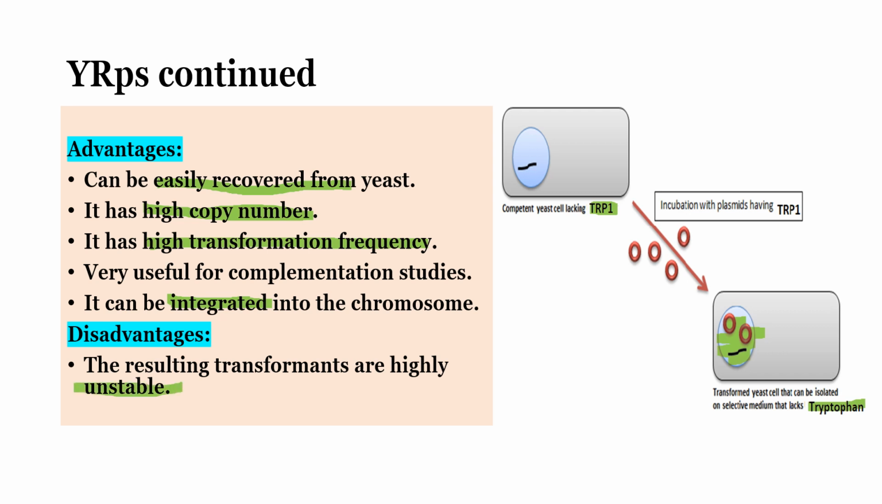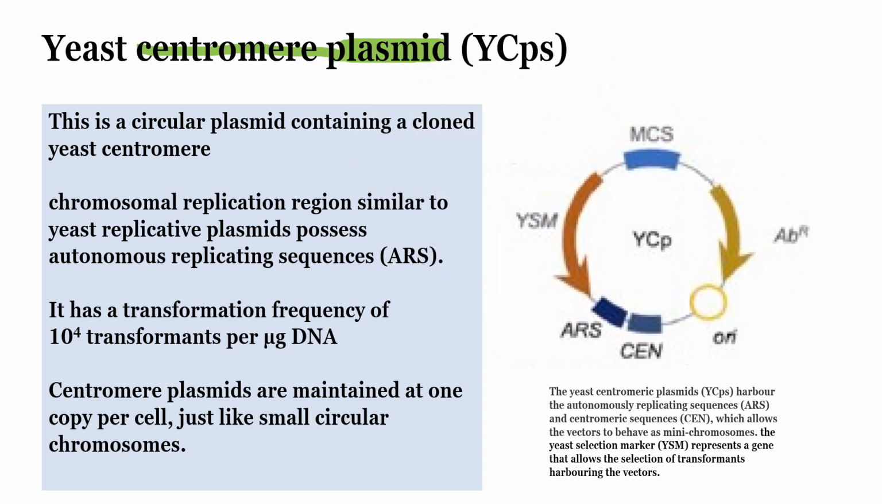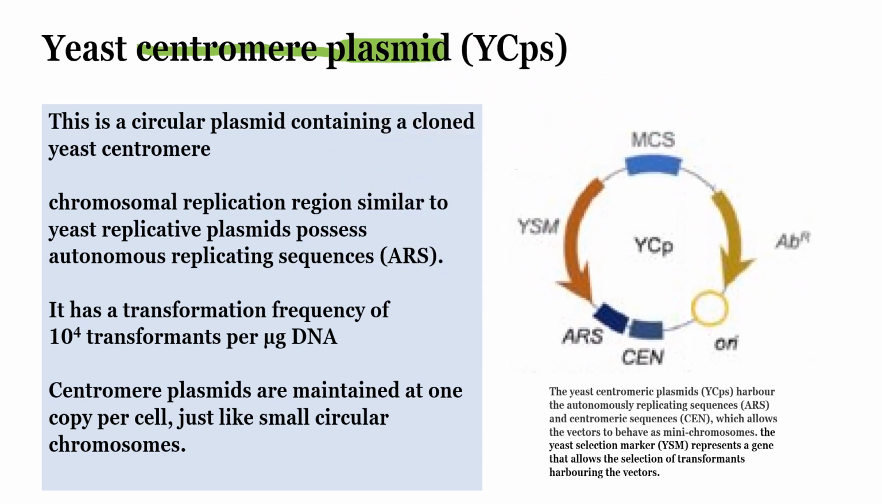Okay, now let's move on to the third type of yeast vectors based on the yeast 2 micrometer plasmid, and again this is a shuttle vector and it contains, see, yeast centromere plasmid. It is a little bit different than the previous plasmids which we studied. And what is the difference here? The difference is it contains a cloned yeast centromere. Okay, now so what happens during the chromosomal replication? This yeast centromere is actually helping it to move.